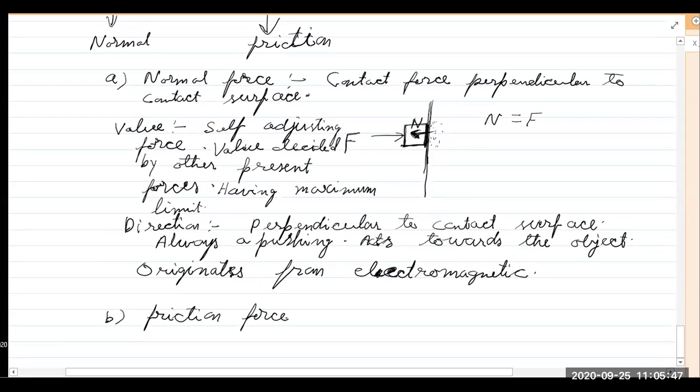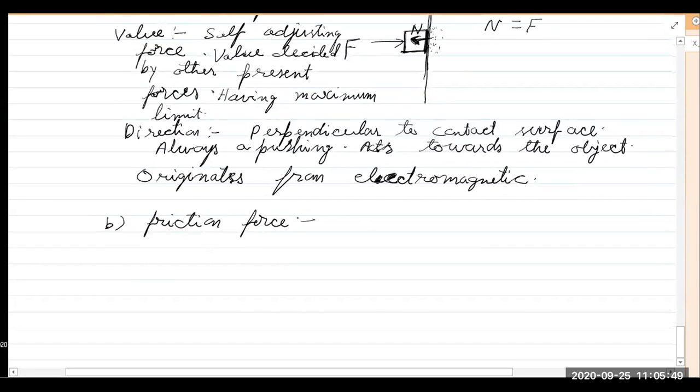Friction force. So what is a friction force? Friction force is the component of contact force parallel to surface. So if this is pulled along the surface, you will have a friction appearing in the opposite direction. So this is called the component of contact force parallel to surface.